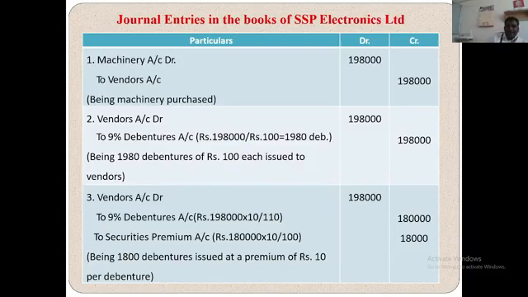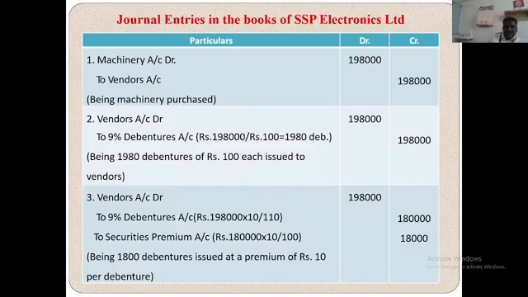The next, debenture issued at premium. Journal entry, vendor account debited to 9% debenture account and security premium account. How much amount? 9% debenture account, 1,98,000 into 100 by 110 rupees, 1,80,000 rupees. Security premium account 1,80,000 into 10 by 100, 18,000. So how is it determined? Face value of machinery amount 1,98,000, but to the vendor it is converted to debenture. 1,98,000 divided by 100 is equal to 1,980 debentures.